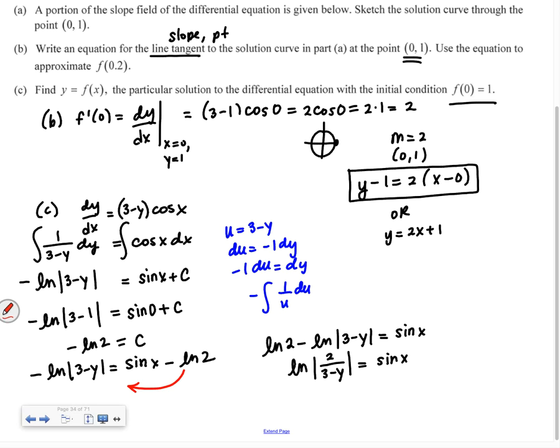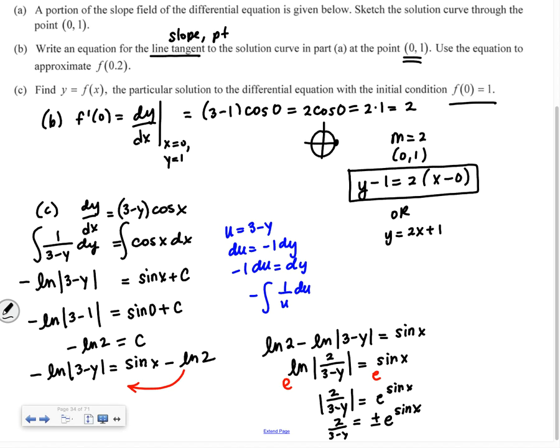So now we can do e raised to both sides, or switch from logarithmic form to exponential, basically. And we end up getting absolute value of 2 over 3 minus y equals e to the sine of x. All right, and we get rid of the absolute value by plus or minus. It's a difficult one, isn't it? And we have 2 over 3 minus y.